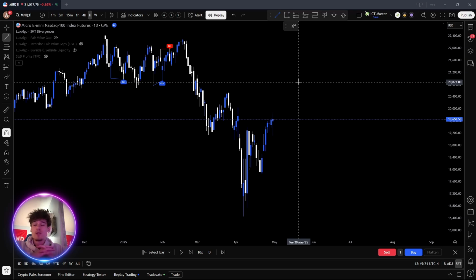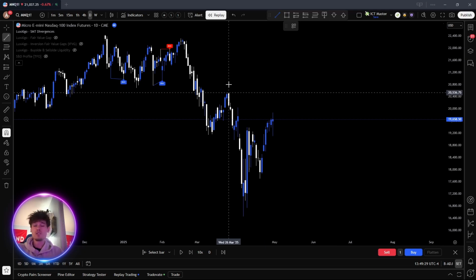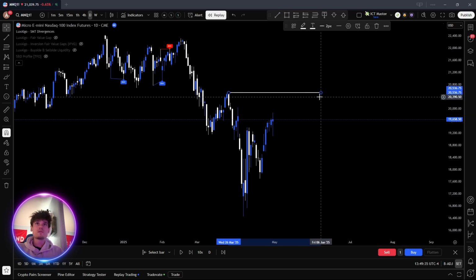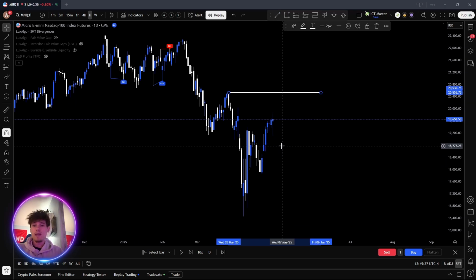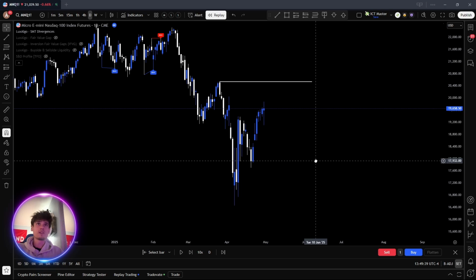So how I trade, I use buy side and sell side liquidities, and I use inversion gaps on both the 5 and 1 minute, and I usually target a standard deviation of -2. So let's get into it. First, always do a top-down analysis to get a general idea of what's happening in the market.